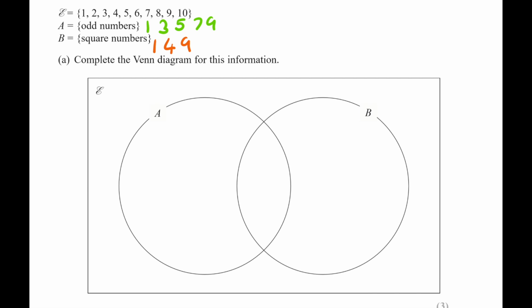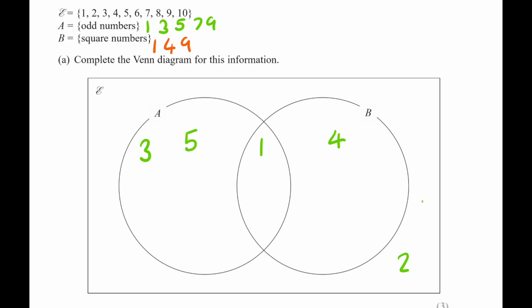So with 1, that's an odd number and a square number, so that's then going to go in the middle. With 2, that's an even number, so that will then go outside, and it's an even number and it's not a square number, so it goes out of both of the circles. 3 is an odd number and it's not square, so it's just going to go in A. 4 is a square number and it's not odd, so it's just going to go into B. 5 is odd, so that's going to go into just A.